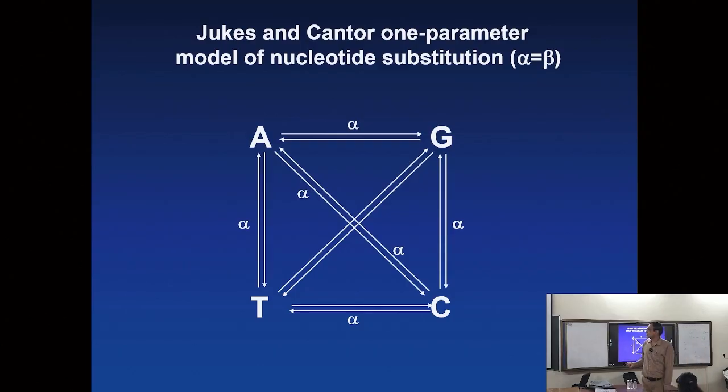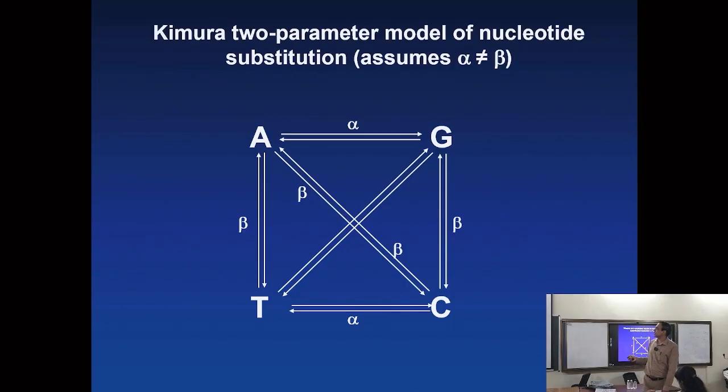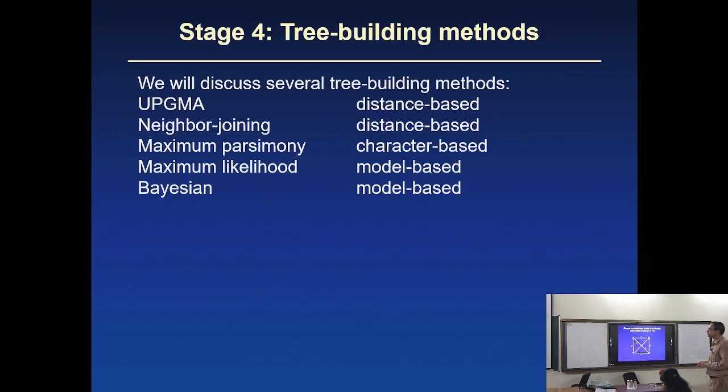Later on, Kimura proposed a two parameter model, where he proposed that alpha is not equal to beta, and he derived a very complicated formula. I have not brought that for you, do not worry. So it is there. And people use these divergence formulas to compute the divergence between sequences from multiple alignment. Okay? You would want to compute this to make a tree, a phylogenetic tree.